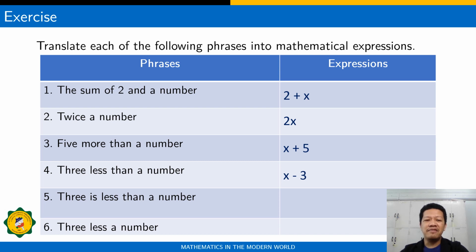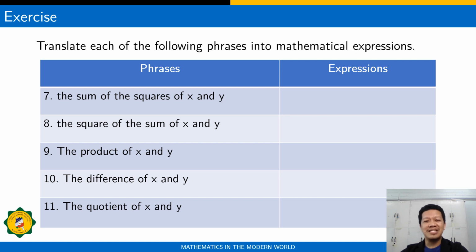For number 5, the phrase is less than. It can be written as 3 is less than x, so you use the inequality symbol less than. And then for number 6, if we have the word less, it's just the subtraction or minus sign, and same order, 3 minus x.